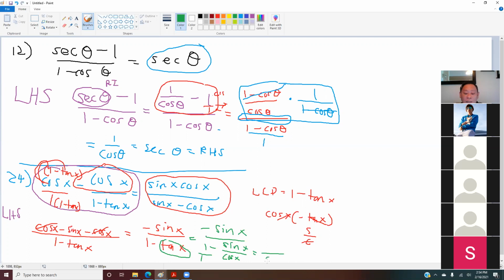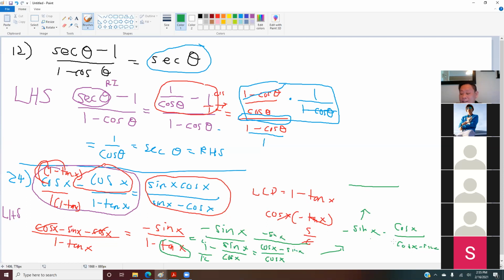So your denominator is cosine x. So you have to multiply this by cosine and cosine. So what you get here is cosine x minus sine x, or negative sine x. What do you get next? You multiply by the reciprocal. So minus sine x times flip-flop this: cosine x over cosine x minus sine x. So what do you get?